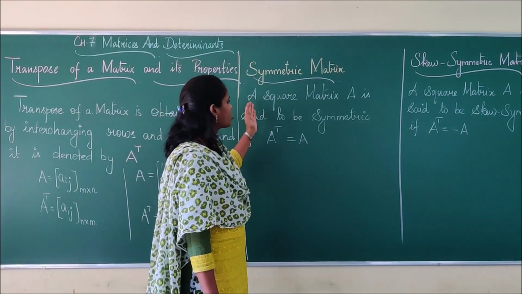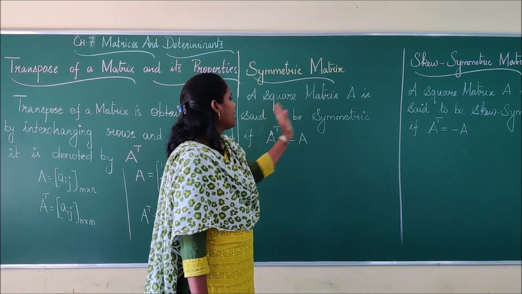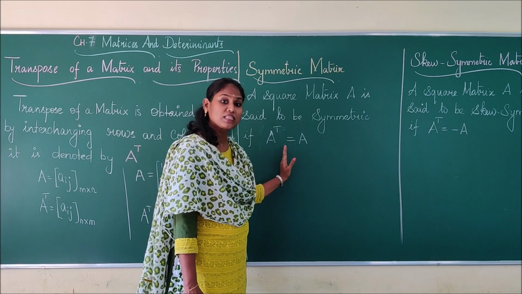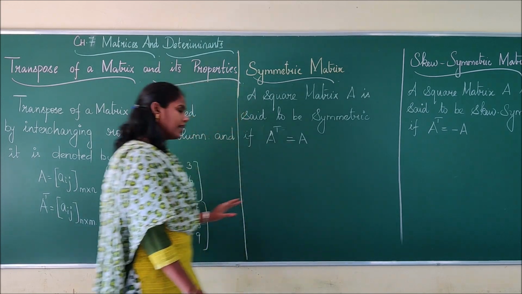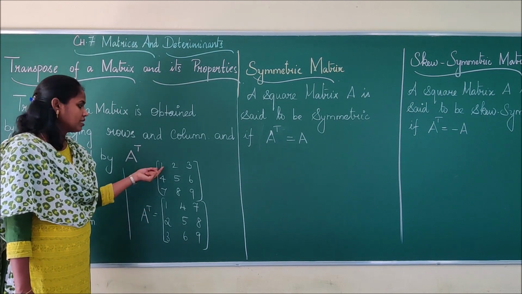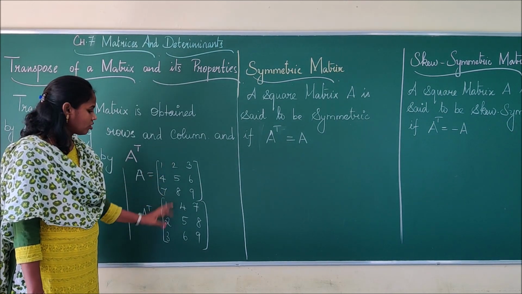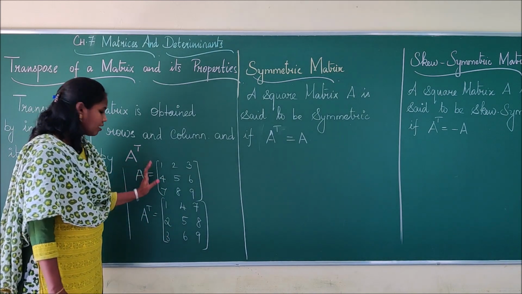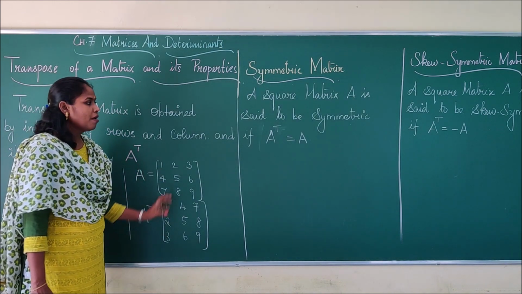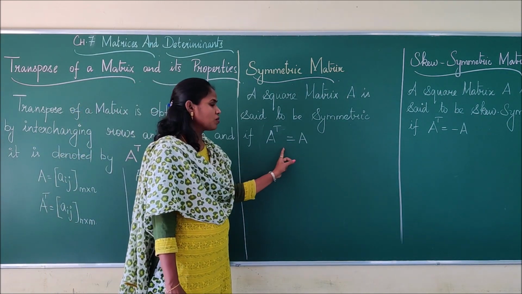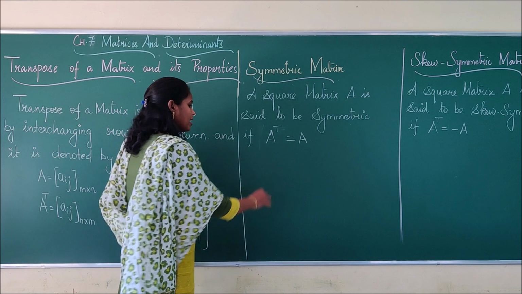See the definition. A square matrix A is said to be symmetric if A transpose is equal to A. Here, I have given the A matrix, and see my A transpose, it is entirely different because the rows and columns have been entirely changed, and the matrix looks different, right? But in the case of a symmetric matrix, A transpose must be equal to A. We will see an example.